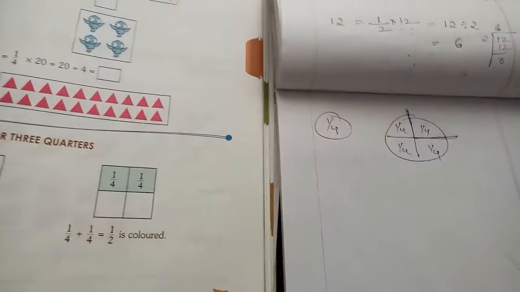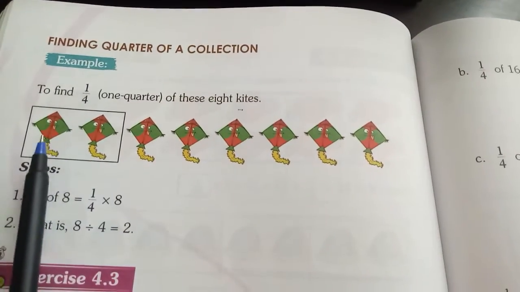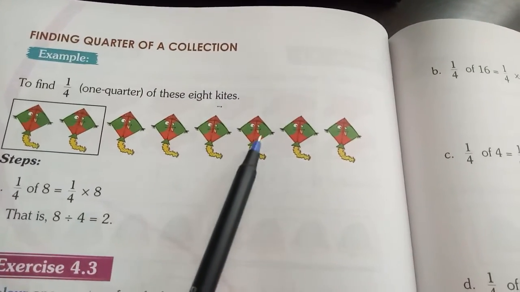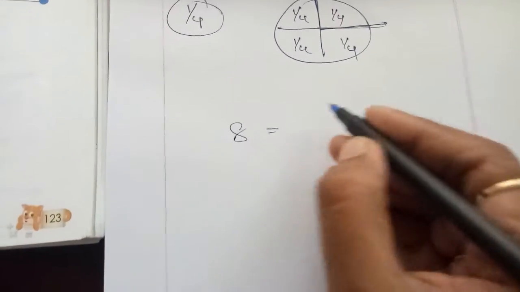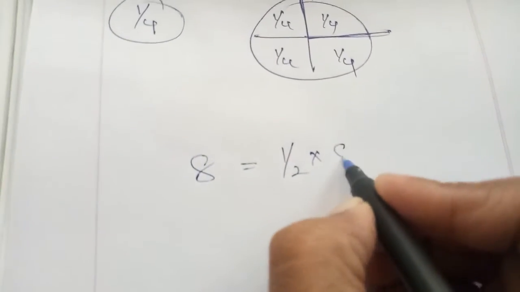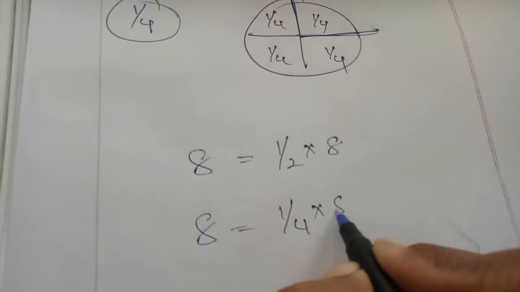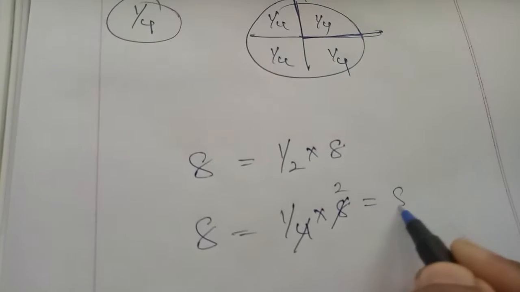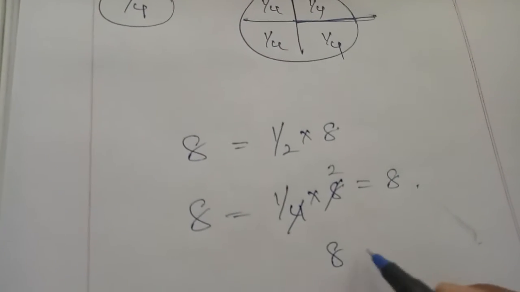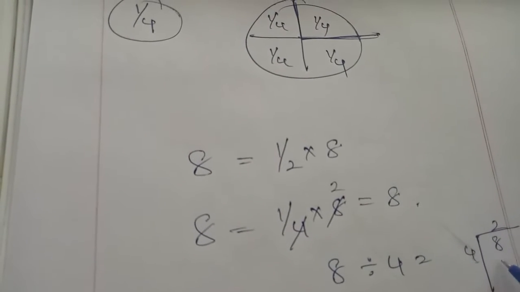To find 1/4 of these squares, 1 2 3 4 5 6 7 8. Here 8 kites are there, na? If we ask 1/2, it means 1/2 into 8 will do. But here we'll be asking 1/4, which means 1/4 into 8. 4 2s are 8. Or else 8 divided by 4, like this also we can do, na? 4 2s are 8. Yes, 2 kites.